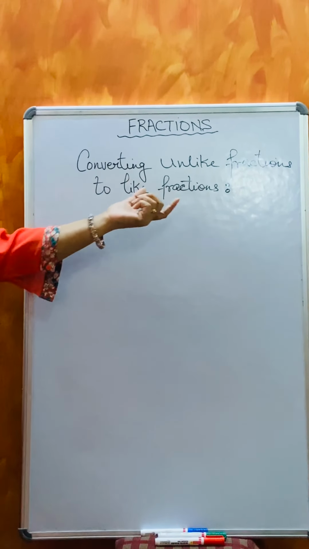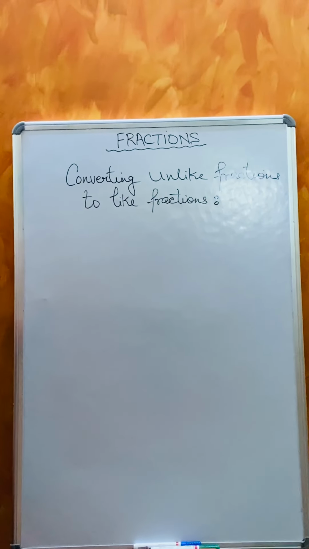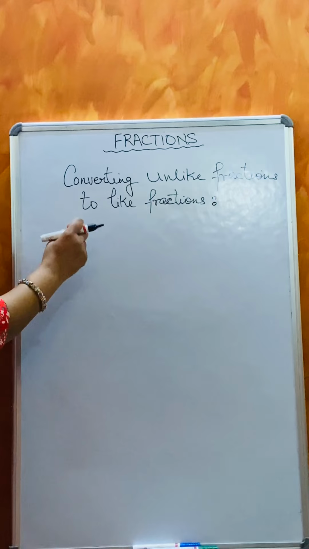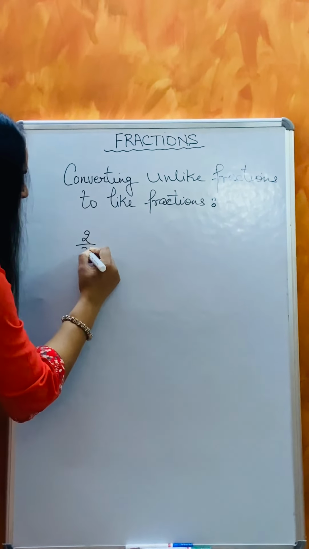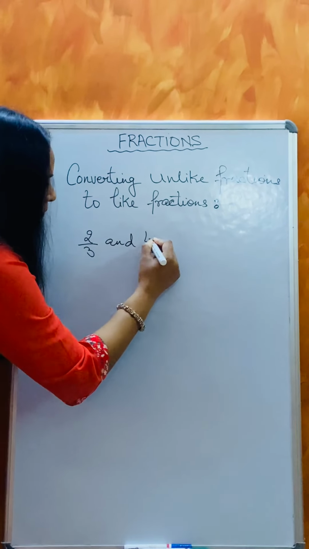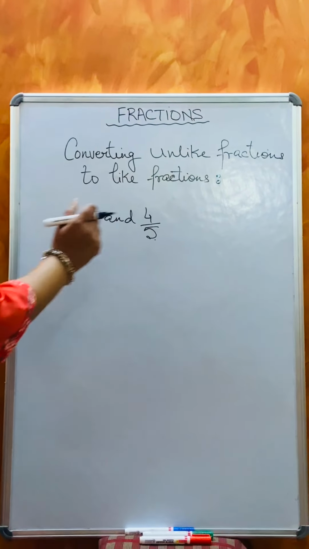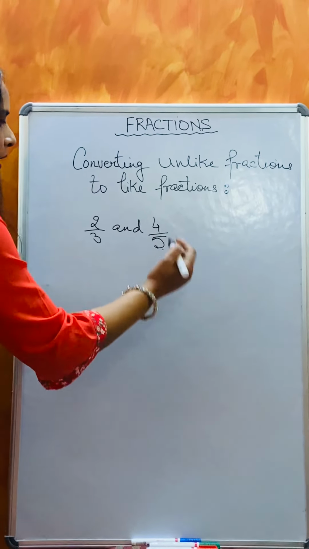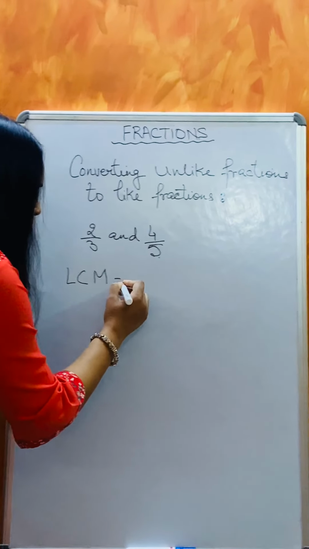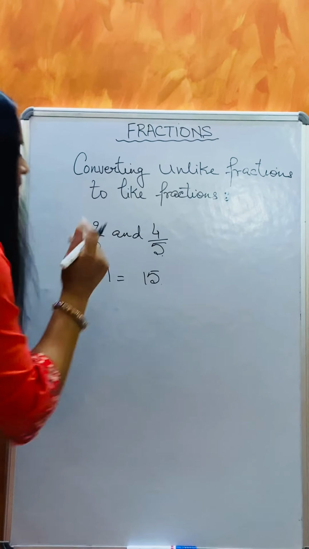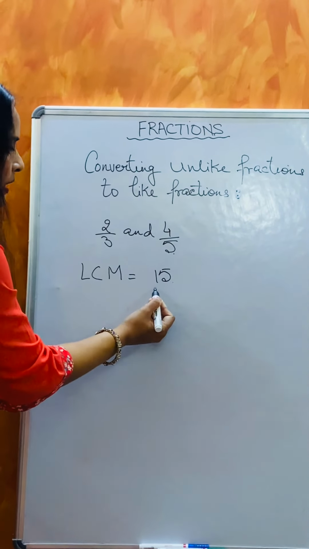For converting unlike fractions to like fractions, we simply take out the LCM of the denominators and then convert them into like fractions. For example, to convert 2 by 3 and 4 by 5 into like fractions, the denominators are 3 and 5. We simply take the LCM of 3 and 5, which comes out to be 15. Now we have to convert these two fractions with the denominator 15.